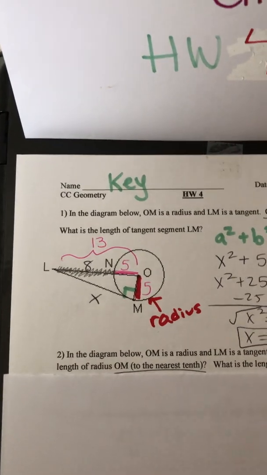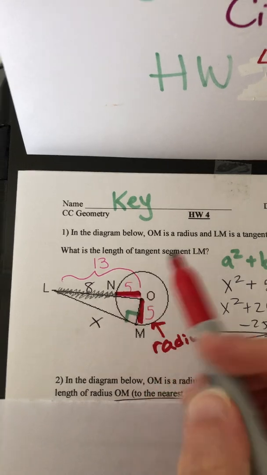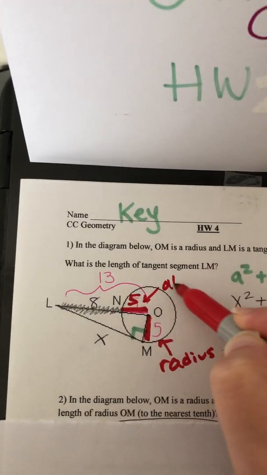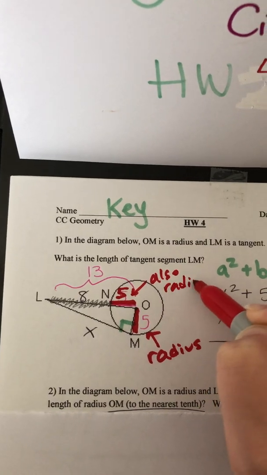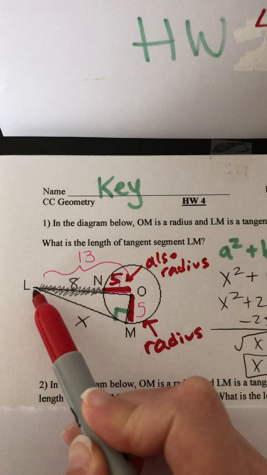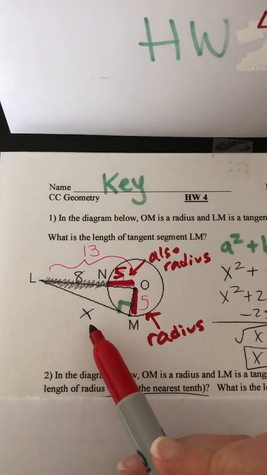So I had to think to myself, oh, that's also a radius. That's also 5. Also radius. And that's going to help me find the entire length of L to O. That's 13. What we don't know is LM, that's our X.